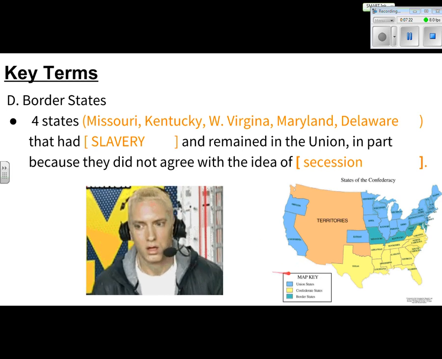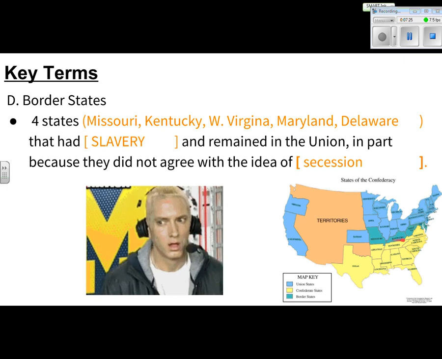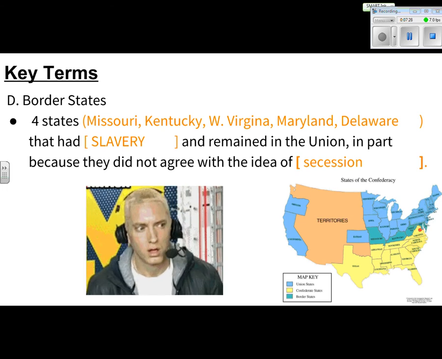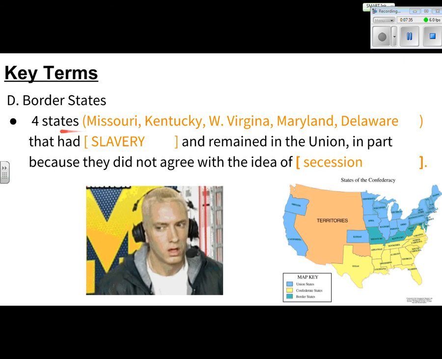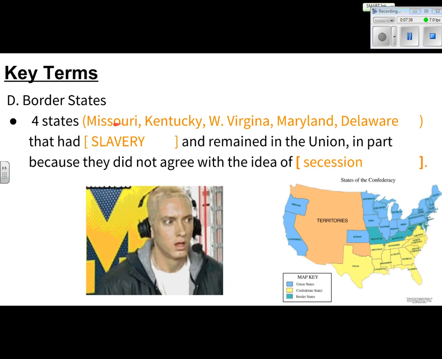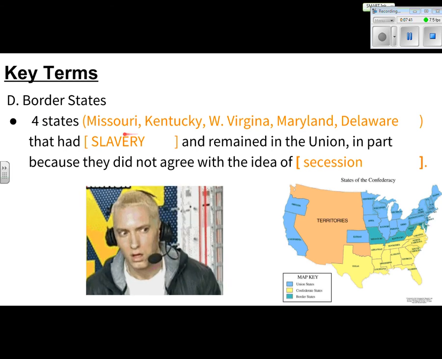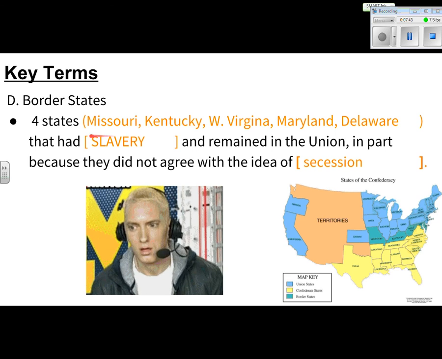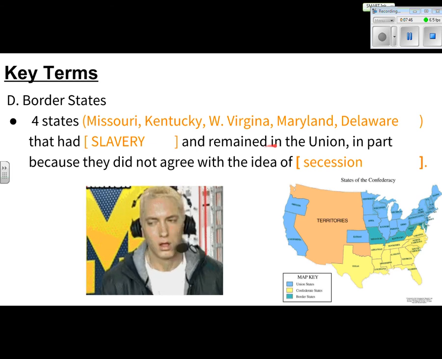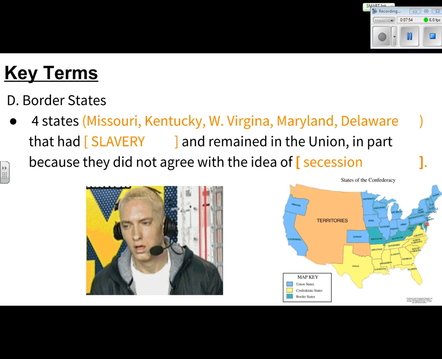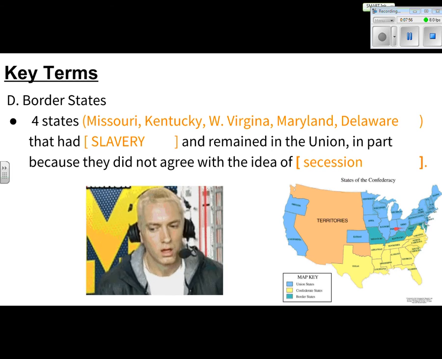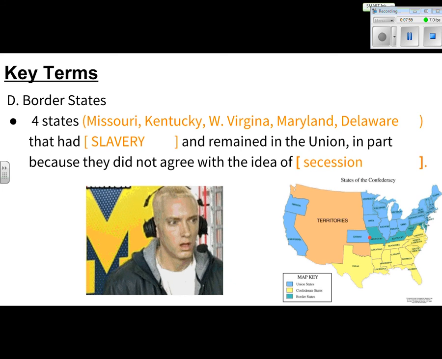You can't just leave. And it leads to these, what would you say, teal? I don't know, greenish blue colored states. They're called border states, right? There were 5 states: Missouri, Kentucky, West Virginia, Maryland, and Delaware, that had slavery but remained in the Union, in part because they did not agree with the idea of secession. So there were slaves here, slaves here, slaves here, slaves here, and they all fought for the Union. Not the slaves necessarily, although some did, but the states did, right?